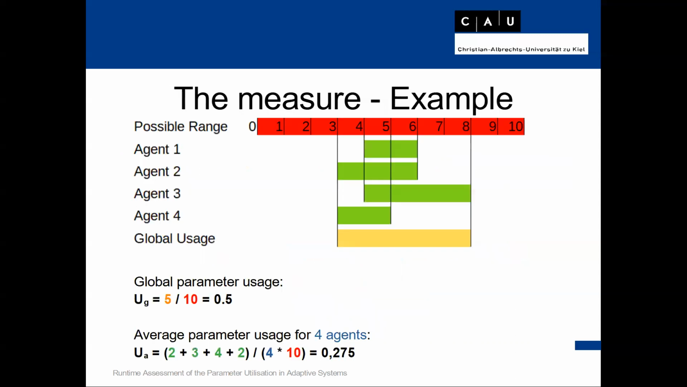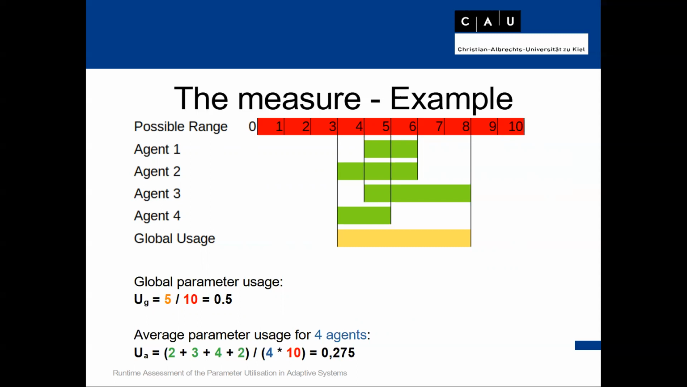A picture says more. This is a short example of how to calculate these. Let's assume we have a possible range of 10 values, the red range on top, and our system consists of 4 agents. Each agent takes a smaller range of values in our current time frame, such as agent 3 uses only 4 of the 10 possible values. Agent 4, the last green range, uses 2 of the 10 possible values.